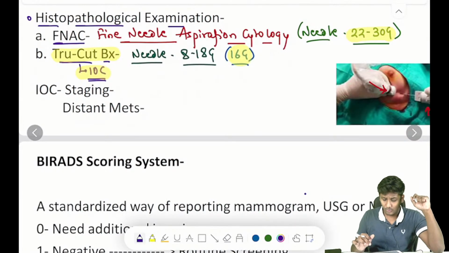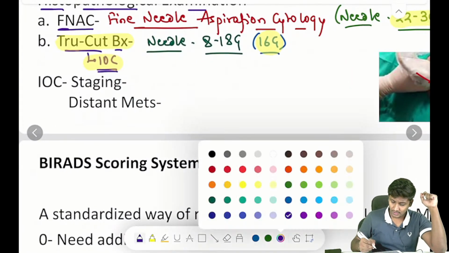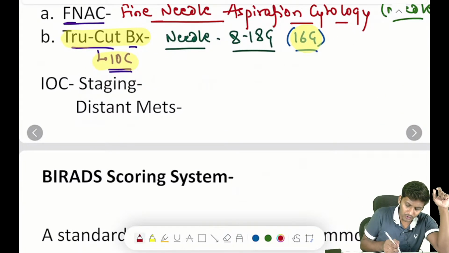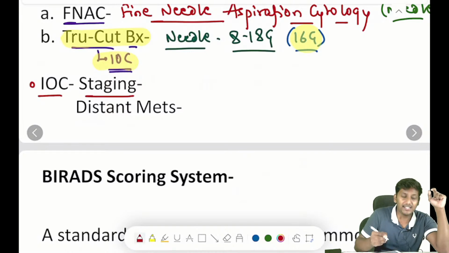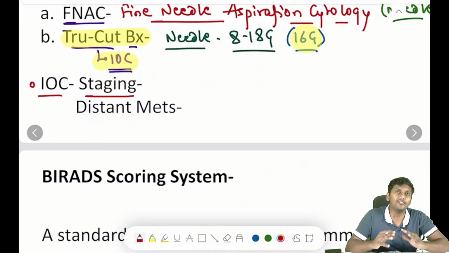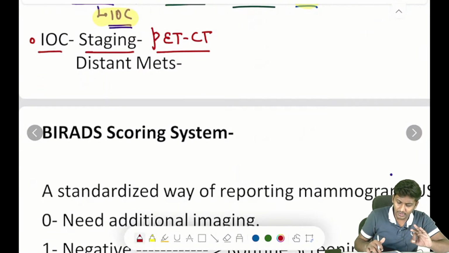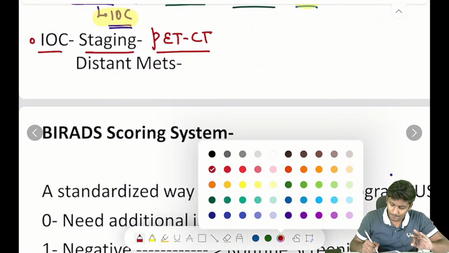And important is now, what is the investigation of choice for staging? If you want to do breast cancer staging, please remember the investigation of choice for overall staging of breast cancer. Staging is done by TNM staging, right? I'll talk about that. T for tumor size, N for the nodal metastasis, that means how many lymph nodes are involved, and M for distant metastasis, that means how many organs are involved. So for staging, the investigation of choice you have to remember is the PET-CT itself.